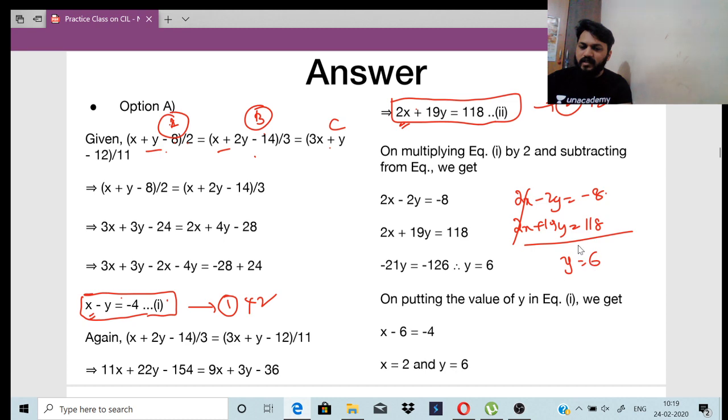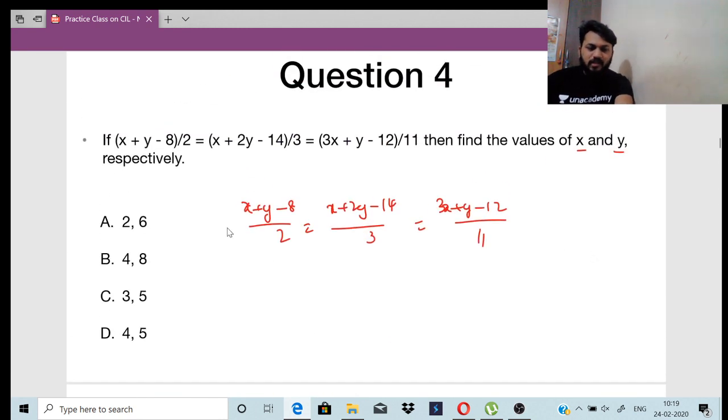So y will be 6. You don't have to go for the others. Here it is given 2, 6. Y is already 6. Don't solve for x. It is option A. No need to waste time here. Time waste नहीं करने का है.